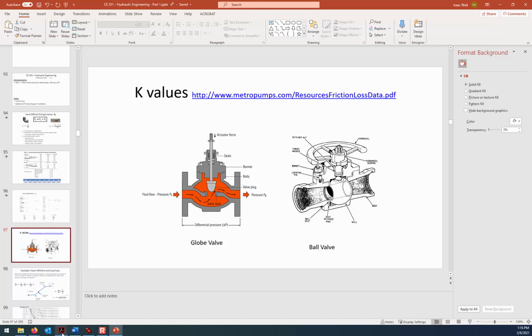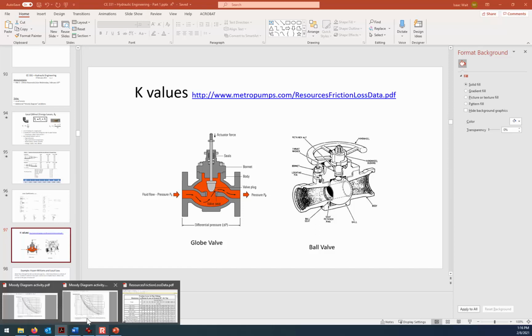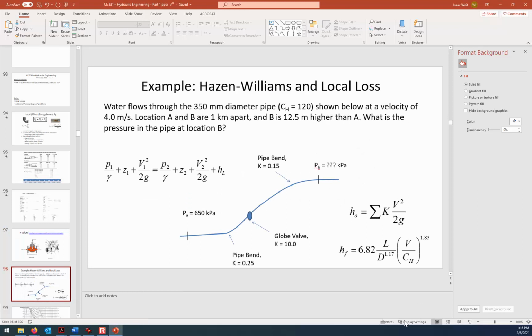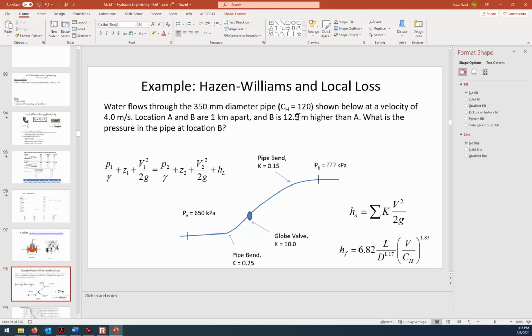Okay, let's take a look at this example to get some calculation practice with local losses. All right, so what we know is the water is flowing from A towards B. We know the elevation difference between A and B is that location B is 12.5 meters higher, and we know the flow velocity is 4 meters per second, and that's going to be useful because here we're using the Hazen Williams method for estimating our friction losses.